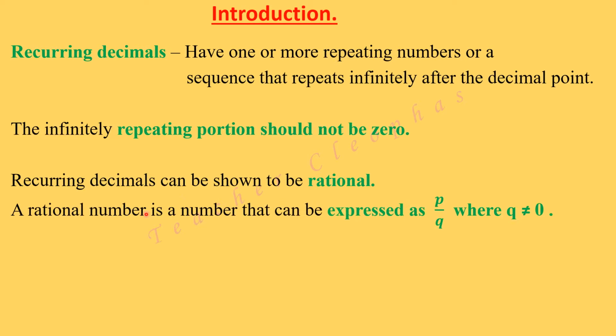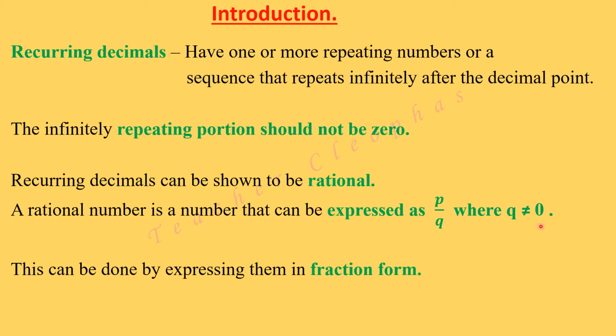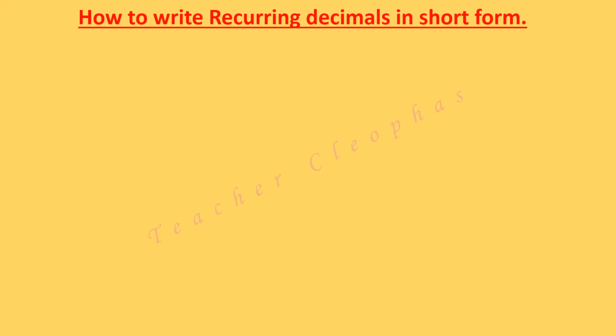A rational number is a number that can be expressed as P over Q, where Q is not equal to 0. This can be done by expressing the recurring decimals in fraction form, so that we have this form P over Q, but Q should not be equal to 0. How do we write recurring decimals in short form?